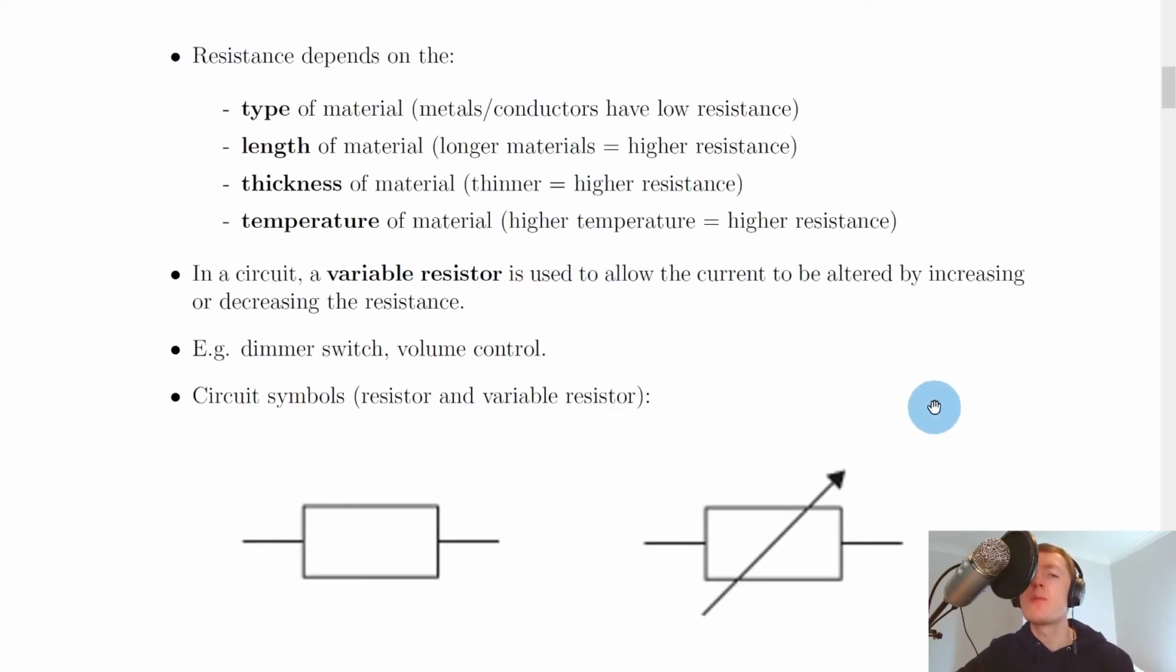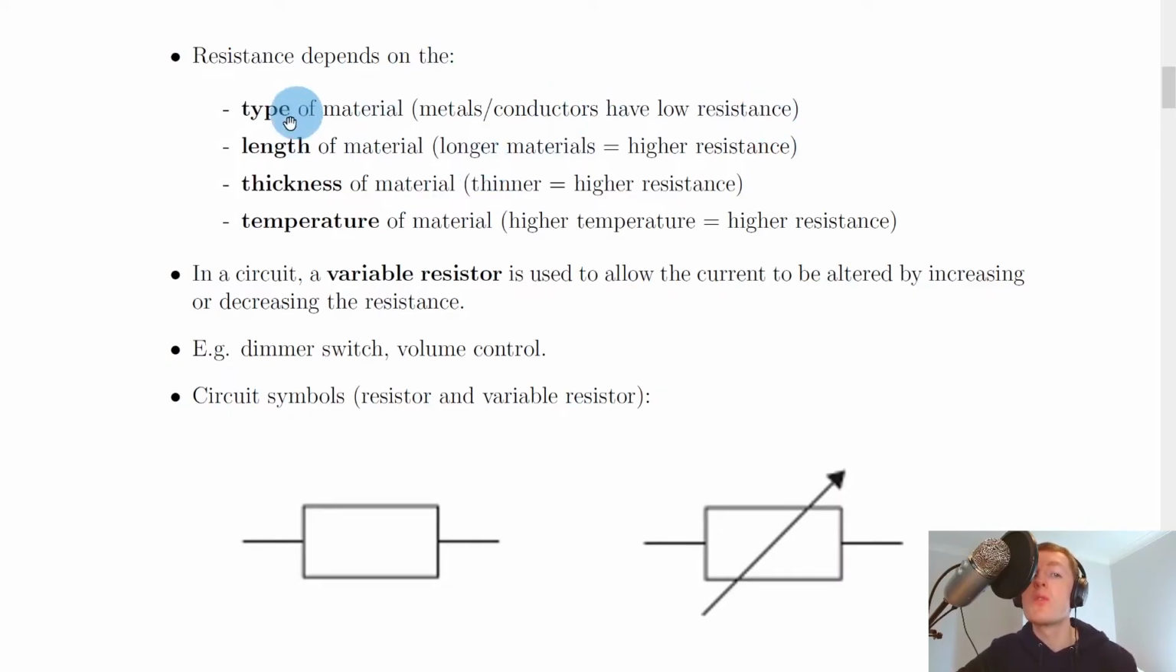At National 5 we also saw that the resistance of a material depends on 4 different things. So it depends on the type of the material. So we say that metals, or more generally conductors, have a low resistance, and that's to allow more current to pass through them, whereas insulators will have a high resistance.